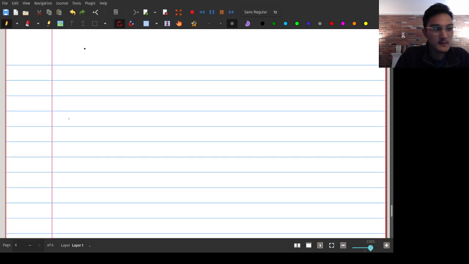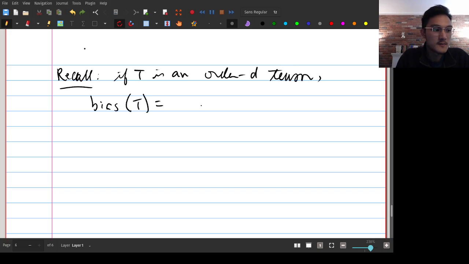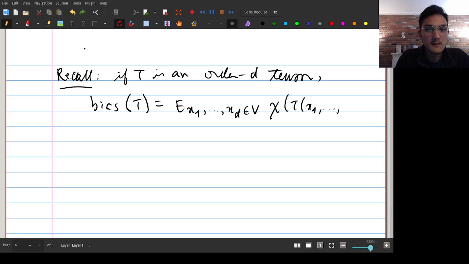Well, and I'll even say what subadditivity is, which is what we're trying to show. So recall, if T is an order d tensor, then we define the bias of T to be the expected value over all x1 up to xd in V of chi of T(x1, ..., xd), where chi here is a non-trivial additive character; it doesn't matter which.